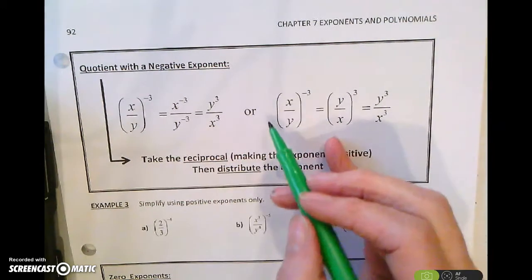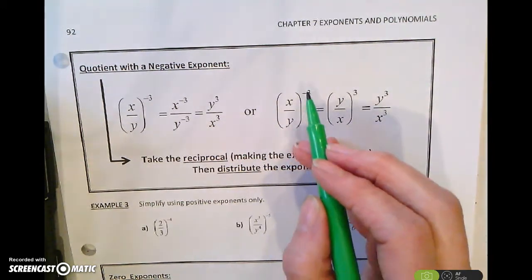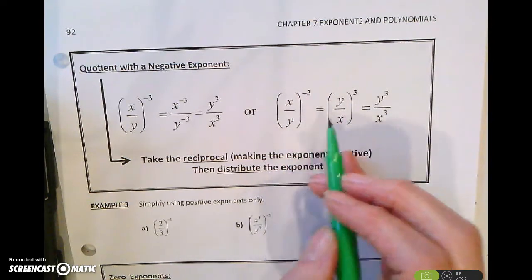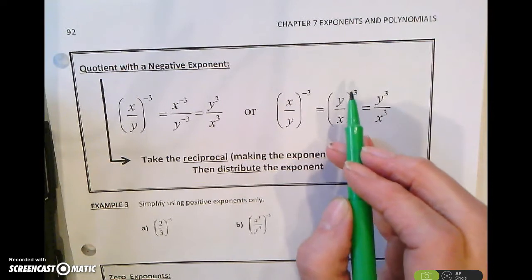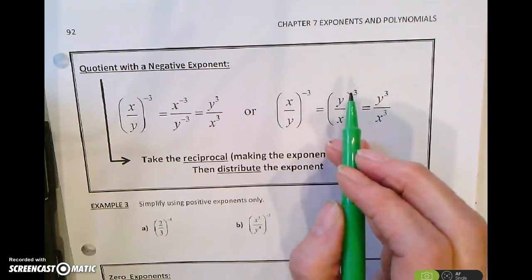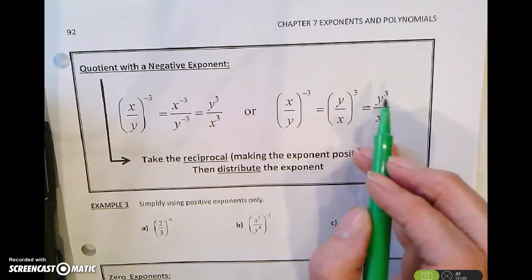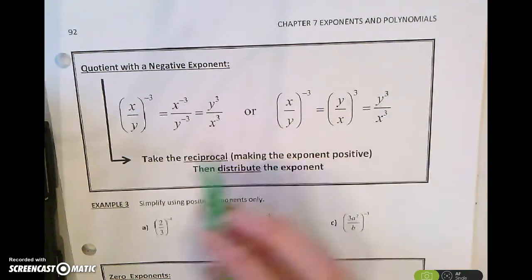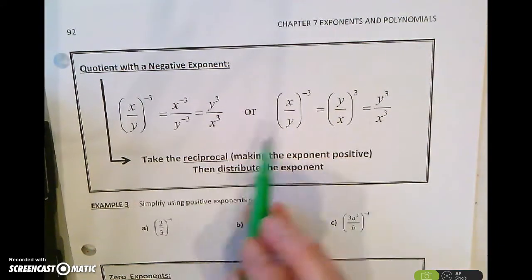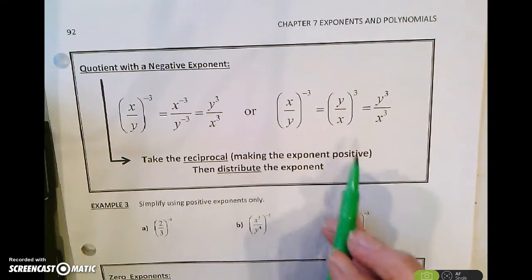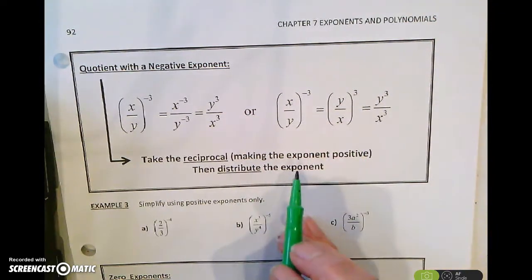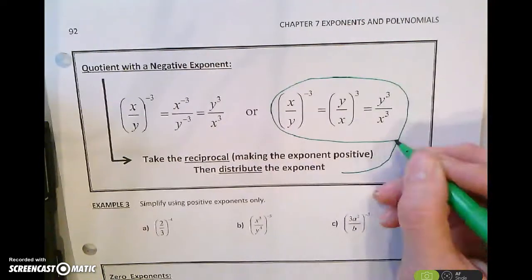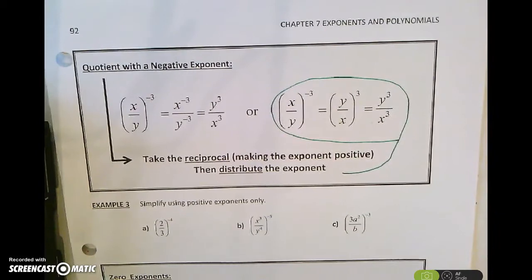Another method to use is, if we have a negative exponent, think of that as a flipper. It's going to flip my x over y to become y over x, and my negative 3 becomes positive. Then I bring my 3 into the numerator and the 3 exponent into the denominator, and we get that. So these little rules right here: take the reciprocal, which is what I did, make the exponent positive, and then distribute the exponent. Actually, either one of them is acceptable.